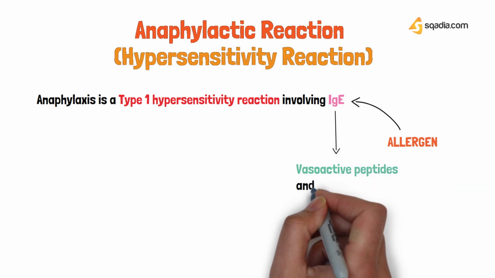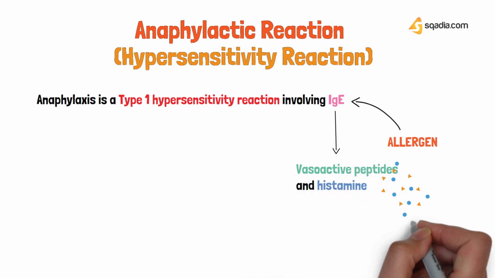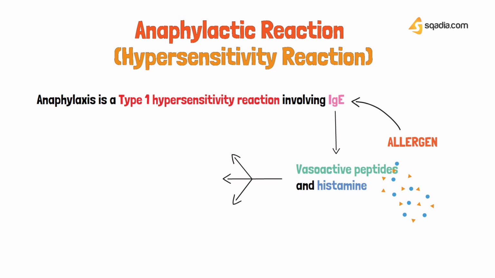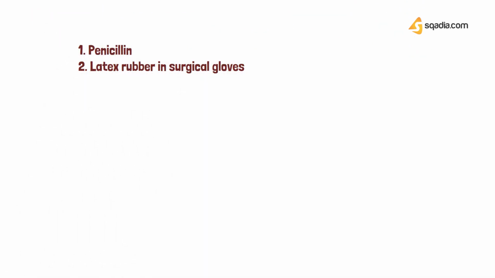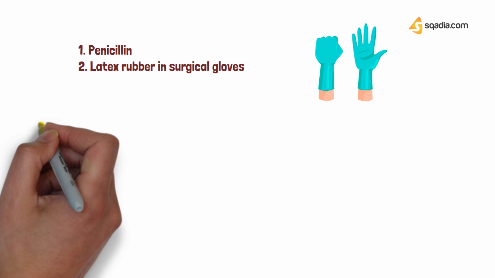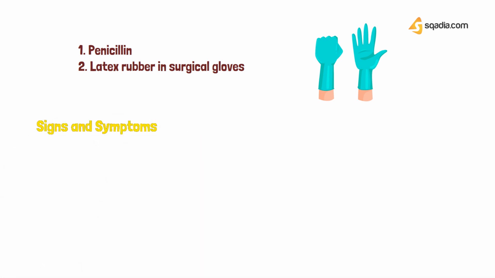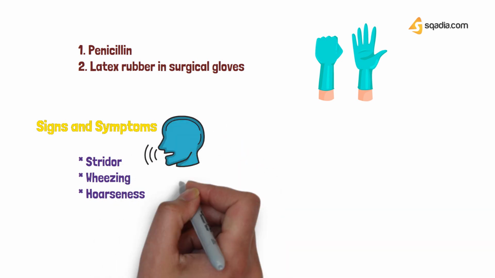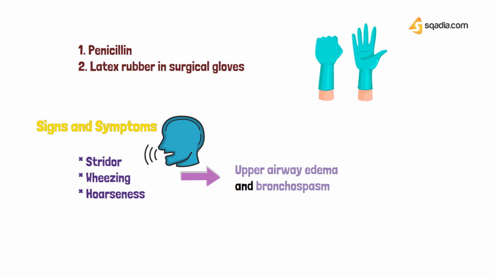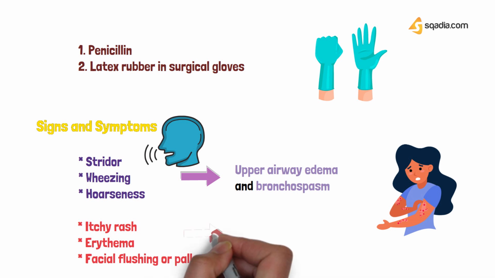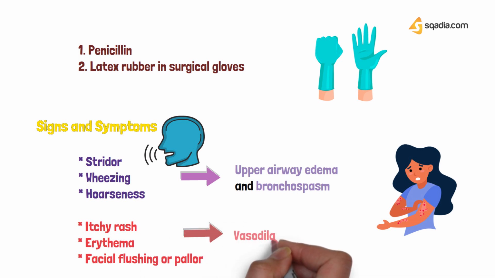Now, what these do is they cause bronchospasm, laryngeal edema, and vasodilation. Now, it is usually caused if the patient is allergic to penicillin or the latex rubber which is present in the surgical gloves. The signs and symptoms include stridor, wheezing, and hoarseness. This basically occurs because there is upper airway edema and bronchospasm. There also may be an itchy rash, erythema, facial flushing, or the patient may even be pale. This occurs due to the vasodilation of the blood vessels.